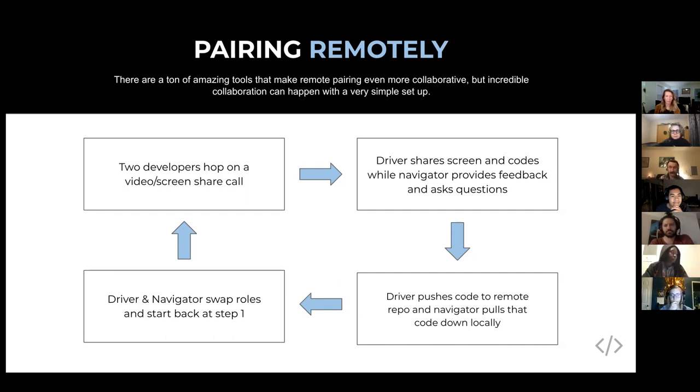But finally, with our last step here, one other really good reason to push your code up is so that you can swap those roles and start back at step one and have the driver and navigator switch places. And there's a lot of value to doing that. You might wonder, why would I have these two people switch roles if they've already gotten used to what they're doing?